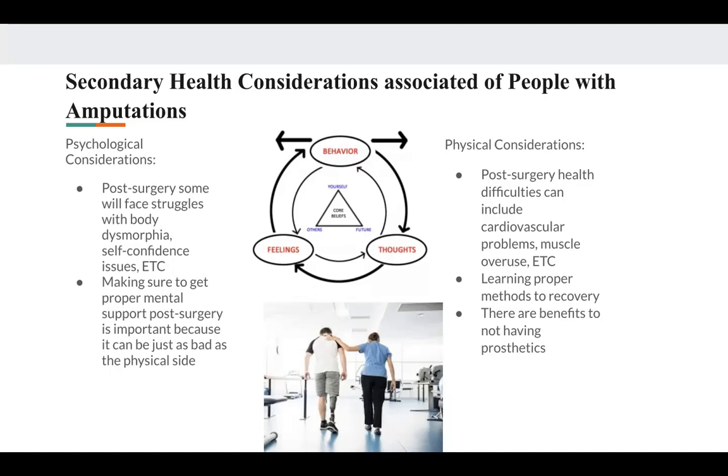Okay. Secondary health considerations associated with amputee patients. Some special considerations: there may be struggles with body dysmorphia, self-confidence issues, things like depression, varying levels of social isolation, and things like phantom pain.